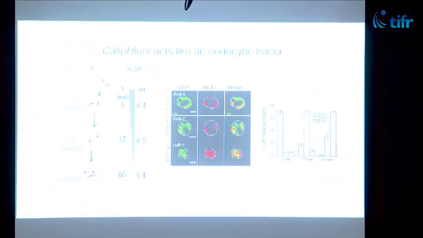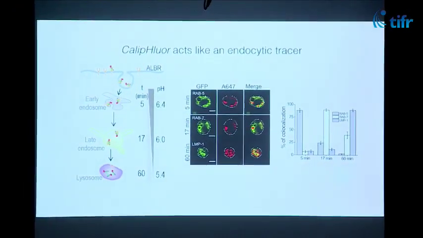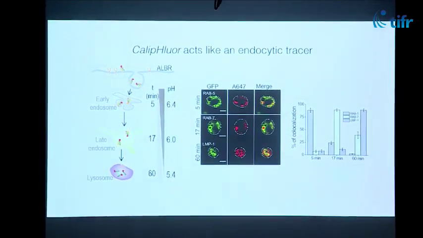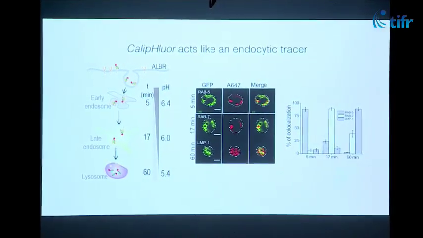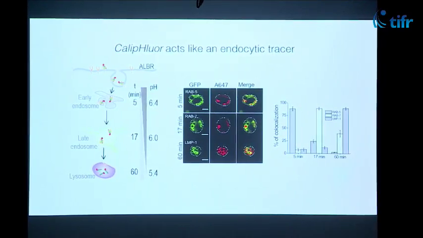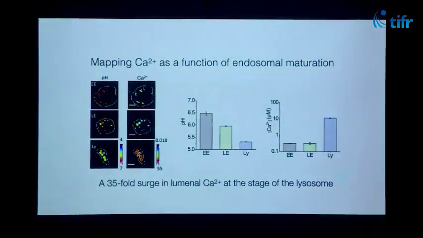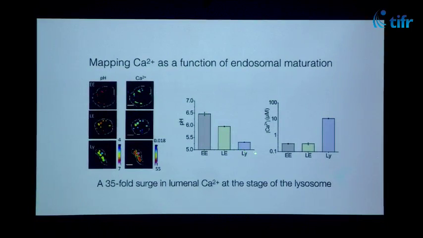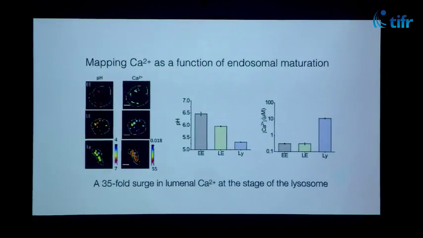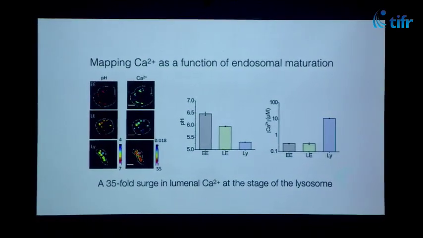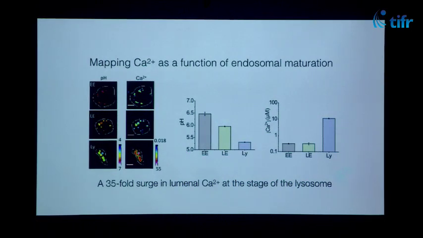And so then what we were able to show was we could use this device and look at the calcium values in each as a function of endosomal maturation. So what we found was, of course, pH became more and more acidic as the system was undergoing endosomal maturation. This is nothing new, we know this. But this is new. Calcium values are fairly low in the early endosome and late endosome. Suddenly in the lysosome, there's a 35-fold increase in calcium.